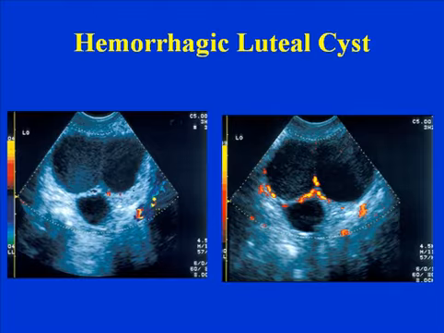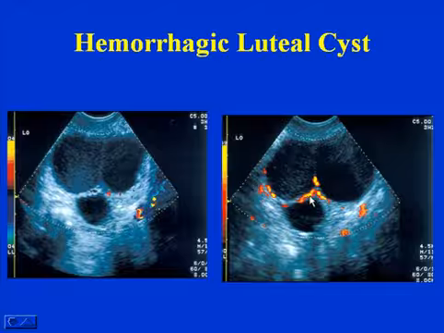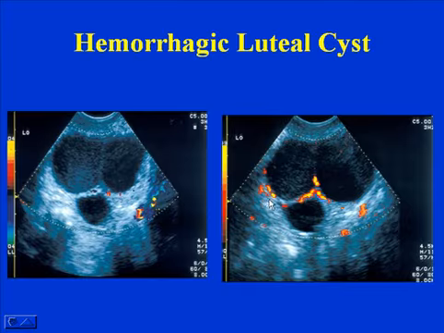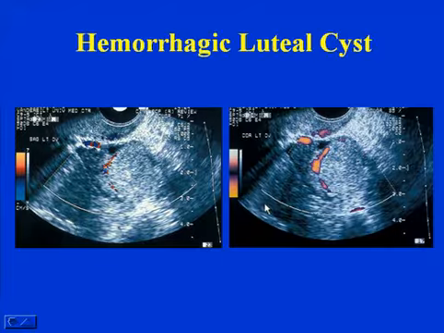Now here we have a side-by-side comparison of frequency-based imaging and power Doppler imaging. And as you can see in this image, we have a multiloculated tumor and we have a few color Doppler signals, but with power Doppler we can depict the vessels in the wall of this hemorrhagic ovarian cyst.